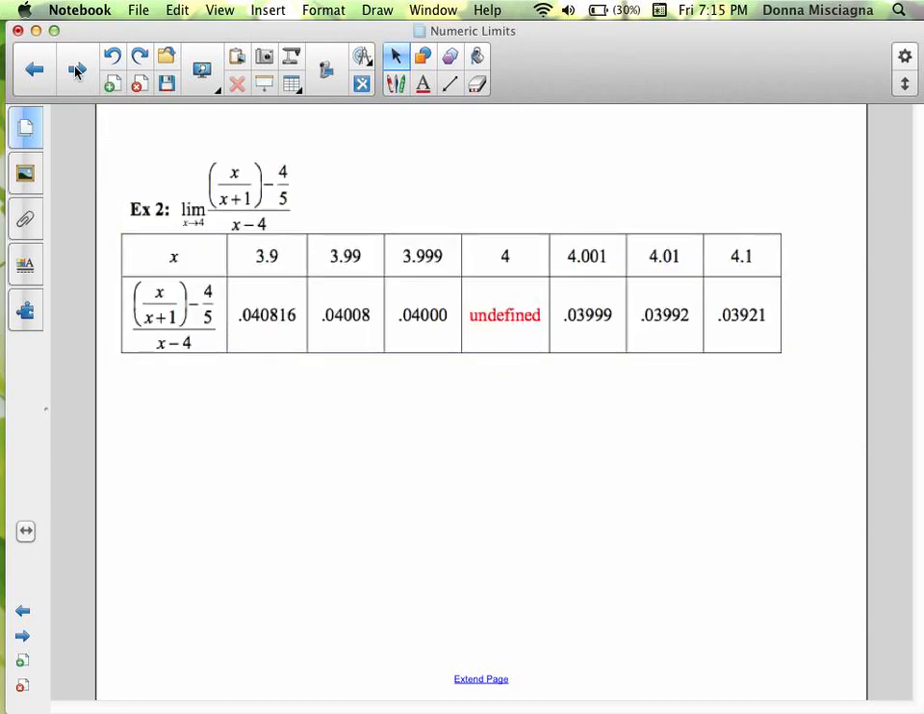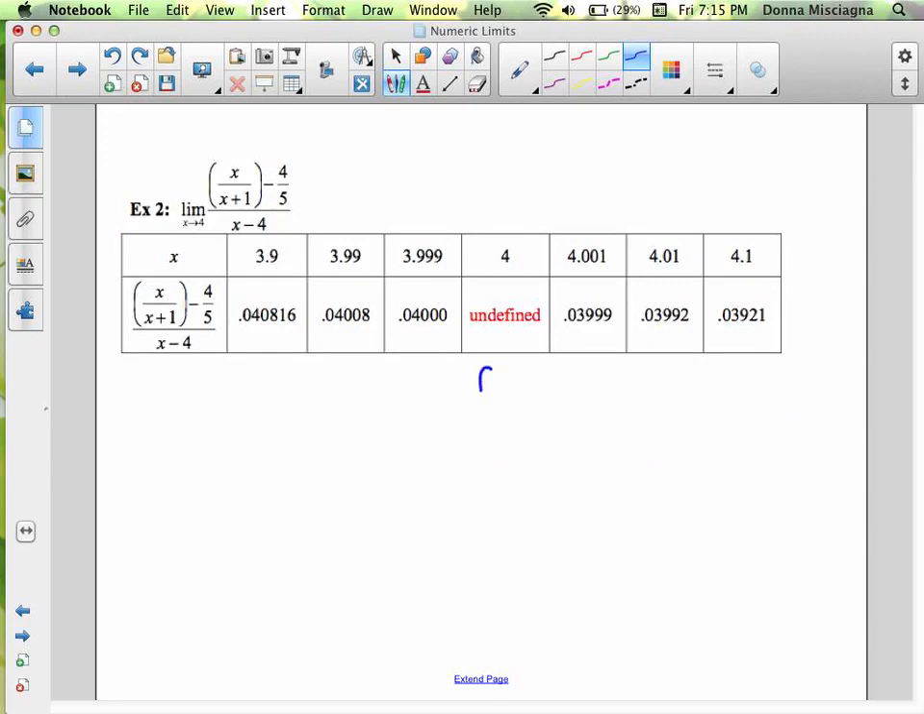Let's look at, I think I have one more example for us to look at right now. Okay, so we'll look at the limit as x approaches 4. Our function here is x divided by x plus 1 minus 4/5, and then all divided by x minus 4. Let's look at some selected values of the function that are close to but not equal to 4. What happens if we plug in 4? We're going to make our denominator equal to 0. So we're undefined here.